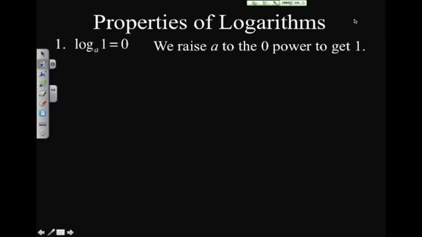Now we want to go through some properties of logarithms. And these properties are really based on the definition. So the first one is log base a of 1, so any base, is always 0. And the reason is, again, back to our definition, that a to the 0 power equals 1 for any a value. So that's how we get that particular property.